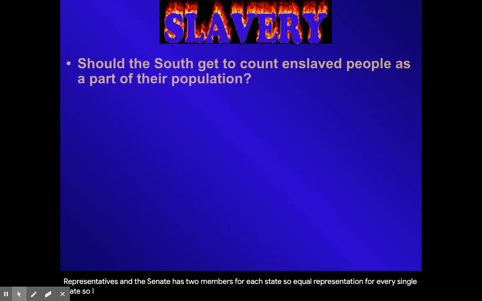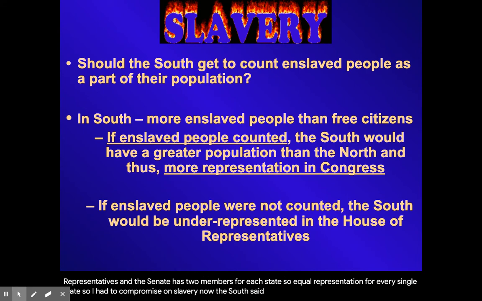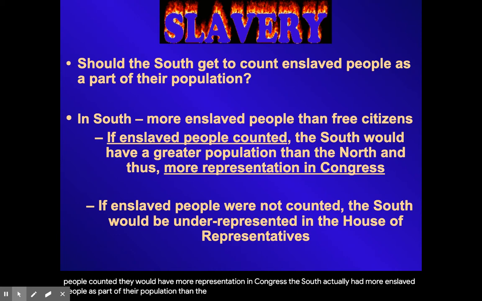They also had to compromise on slavery. Now, the South said that their enslaved population should be able to count as part of their population for the House of Representatives. Okay? But if those enslaved people counted, they would have more representation in Congress. The South actually had more enslaved people as part of their population than they had free people.